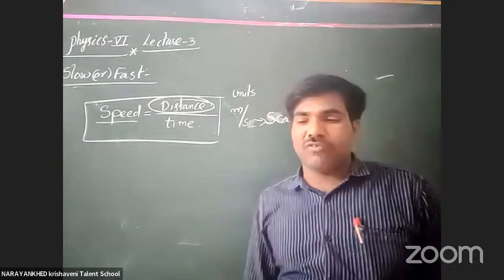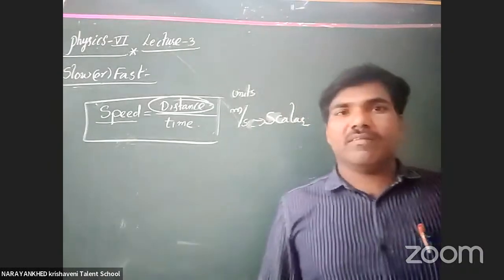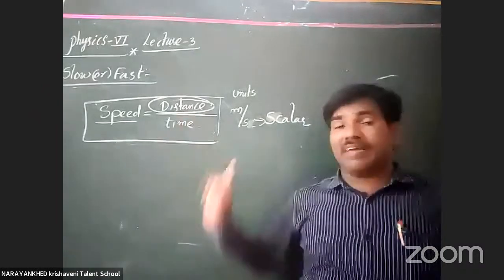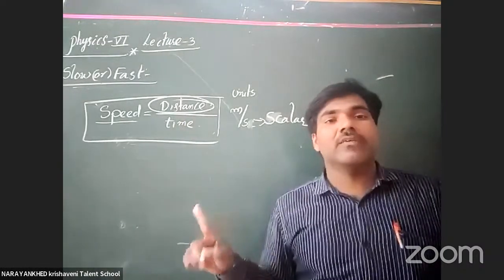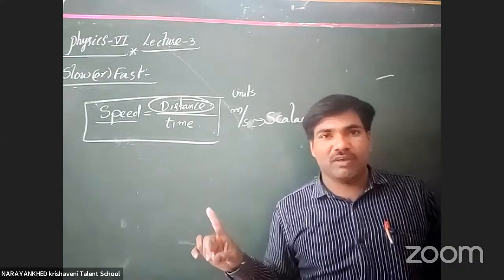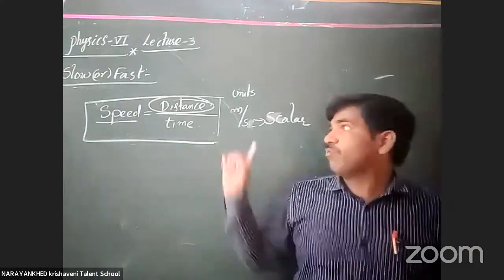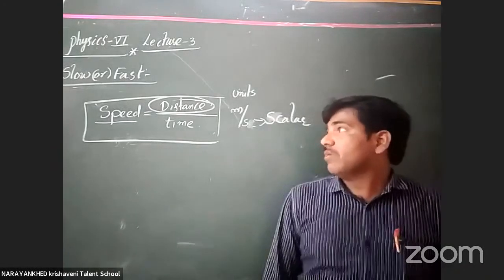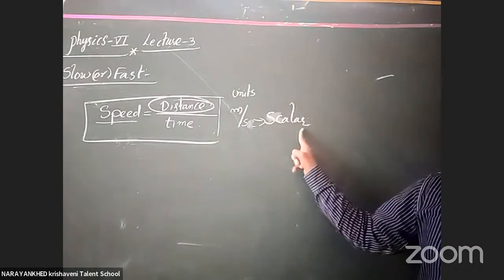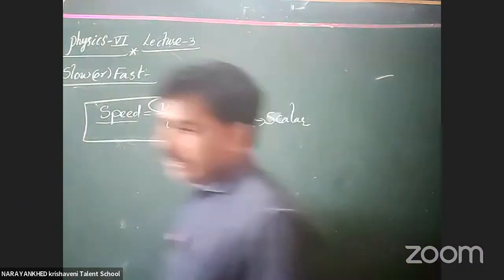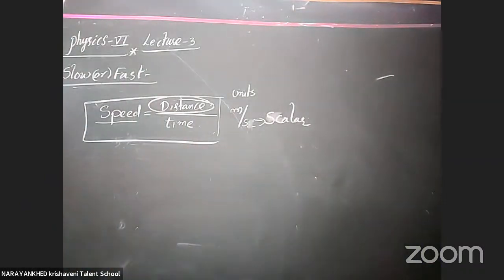I hope you understood. Speed is nothing but the rate of change of distance. Rate of change of distance, it is only called the speed. Yes, I hope you got it here. Yeah, please note this down. Speed is equal to distance by time, the units are meter per second, and it is a scalar quantity. Okay, got it? I hope you got it here.